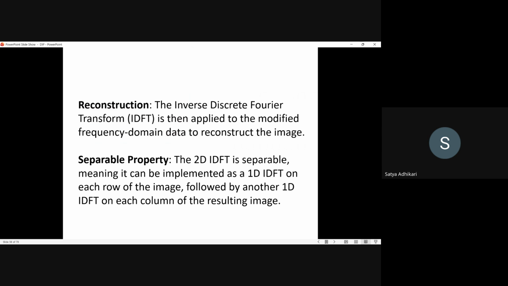Separable property. As you know, the 2D IDFT is separable. First, a one-dimensional IDFT is used for each row in the image, followed by another one-dimensional IDFT on each column of the resulting image. So that is why it is called separable.